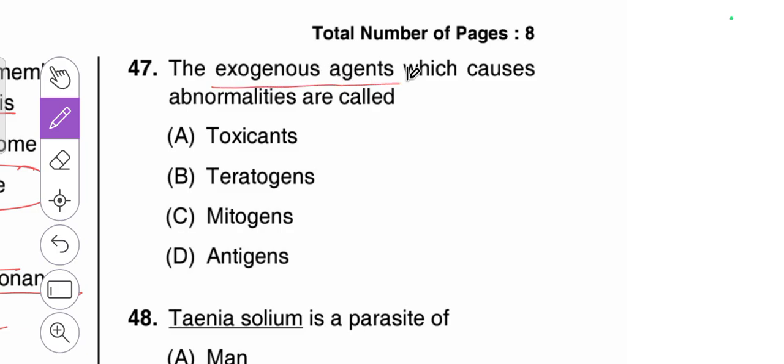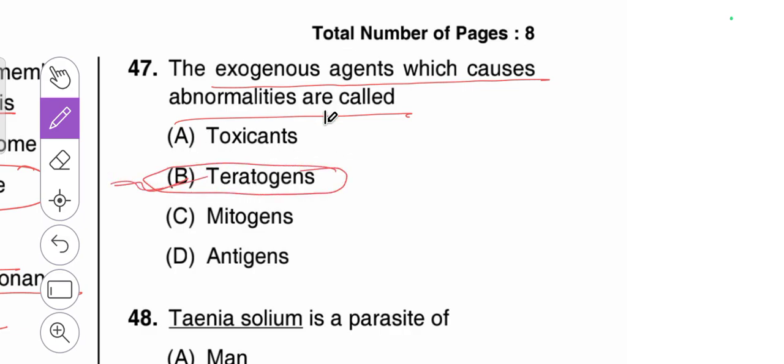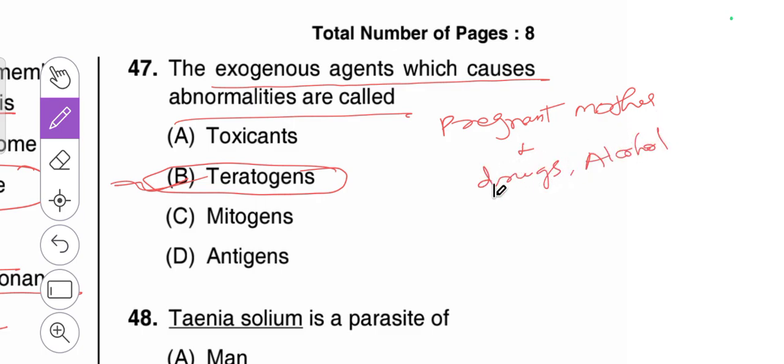Then 47, the exogenous agents which cause abnormalities are called teratogens. In case of a pregnant mother, if she consumes drugs, alcohol, or medications like sleeping pills, these are all considered teratogens. These will cause abnormality in an organism.